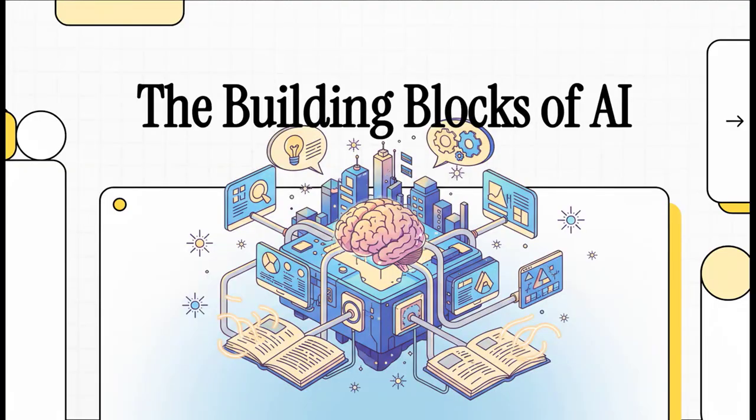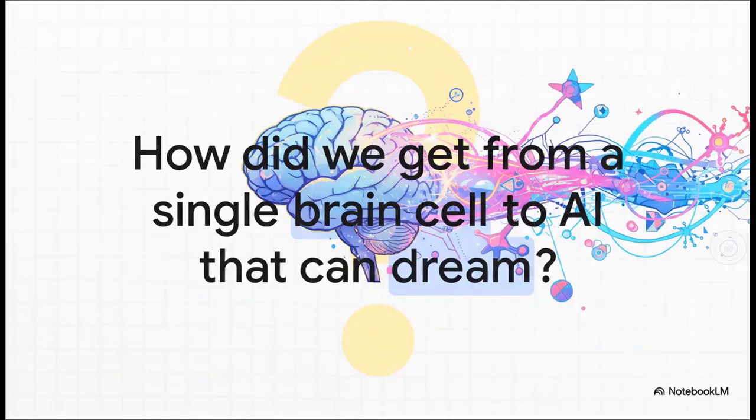We're here to break down huge, complex topics into stories that are clear, visual, and easy to wrap your head around. So, let's just jump right in with the big one. How on earth did we go from a single, squishy brain cell to an artificial intelligence that can create art, write poetry, and basically dream? Well, it's a wild story, and it starts way, way smaller than you might think.